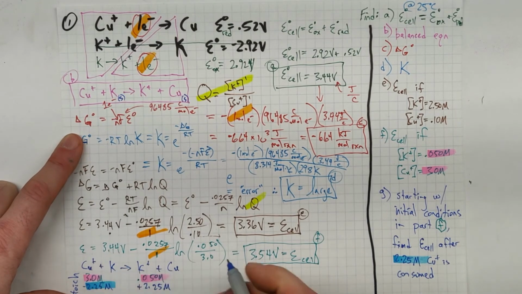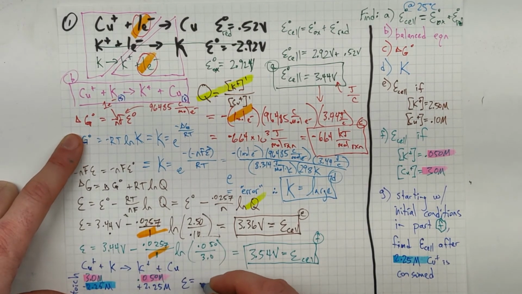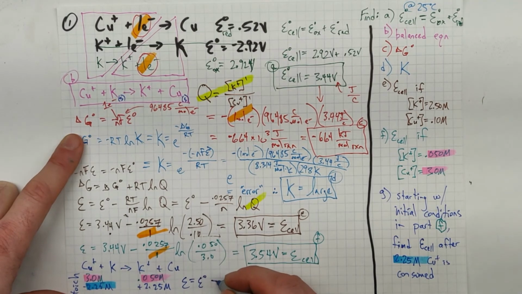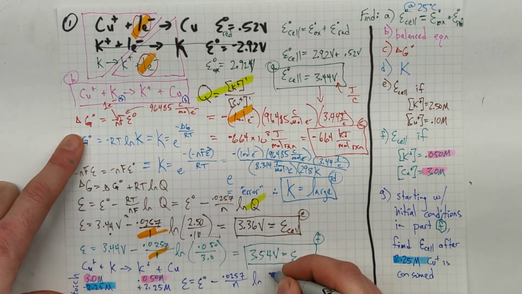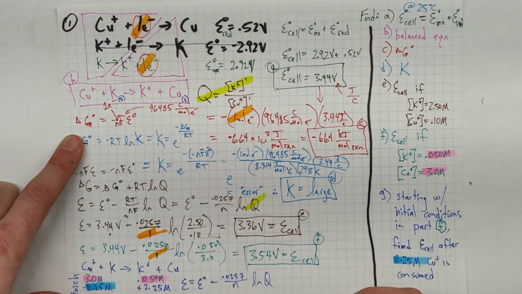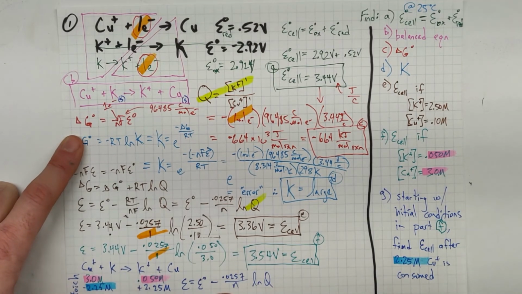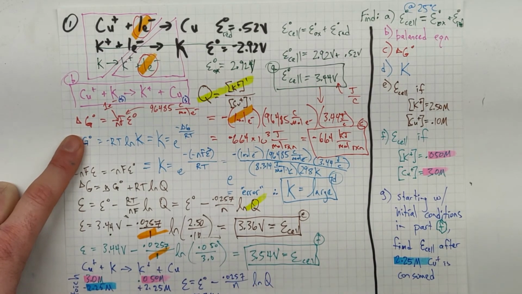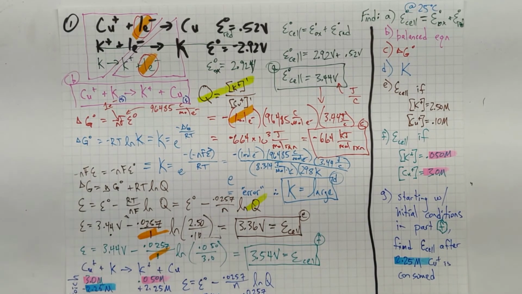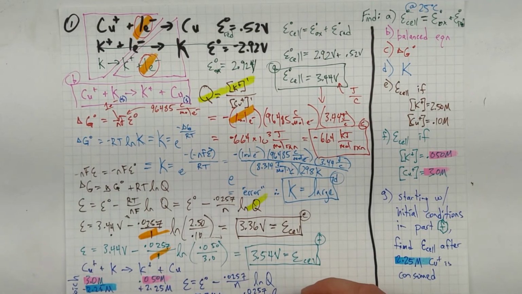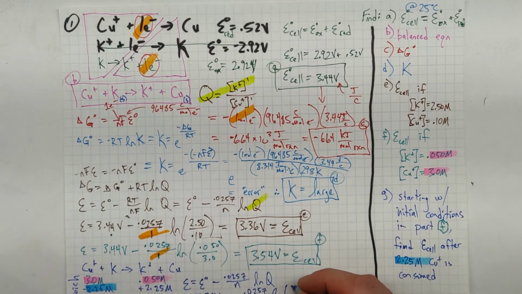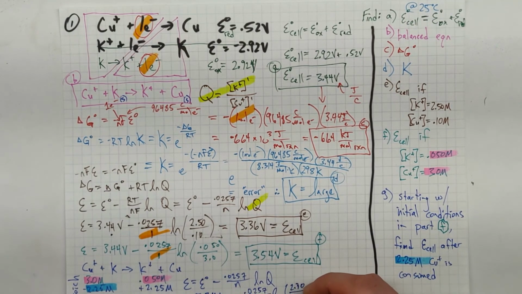And now we're just going to use this equation again. E is going to equal E standard minus 0.0257 over N, natural log of, in this particular case, for Q, K plus over Cu plus. And this is going to be squeezed in a little bit at the bottom here, but we got it. 3.44 volts minus 0.0257 over our N, which is 1, natural log of our new numbers here, 2.30 over 0.75.